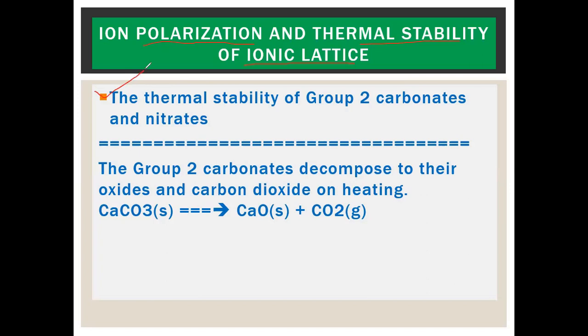Just read it, please. The thermal stability of group 2 carbonates and nitrates. This is part of your syllabus. You must know about the thermal stability of group 2 carbonates and group 2 nitrates. You learned in AS group 2 carbonate, sulfates, hydroxide stability, absolutely, but you did not learn about the polarization over there. Now you have to link up this thermal stability with the ion polarization, right?